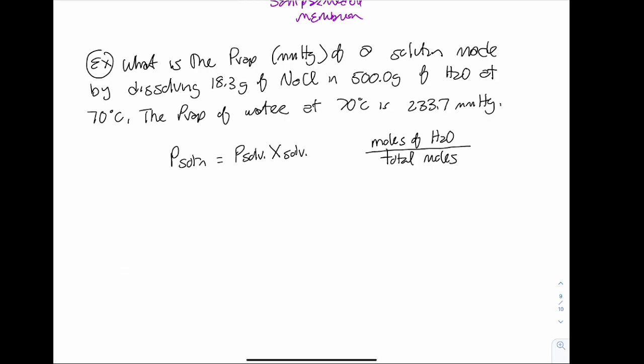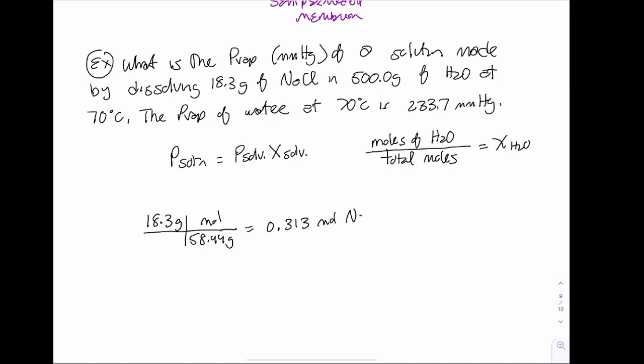So I am going to calculate moles of sodium chloride, we're going to calculate moles of water, and then determine that mole fraction for my solvent, which is water. So I'm going to take my mass of sodium chloride and divide it by the molar mass of sodium chloride. Grabbing our periodic table, I'm adding 1 sodium to 1 chlorine. Hopefully you guys are playing along. And we get 58.44 grams per mole. So when I divide that into 18.3, we get 0.313 moles of sodium chloride.